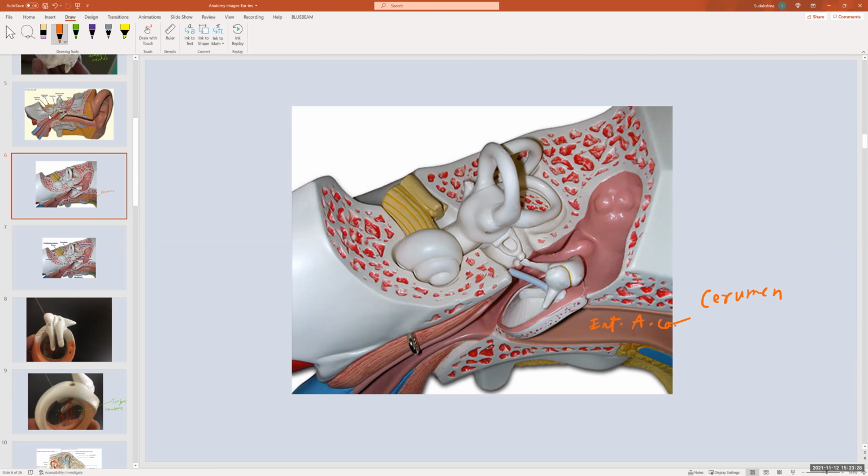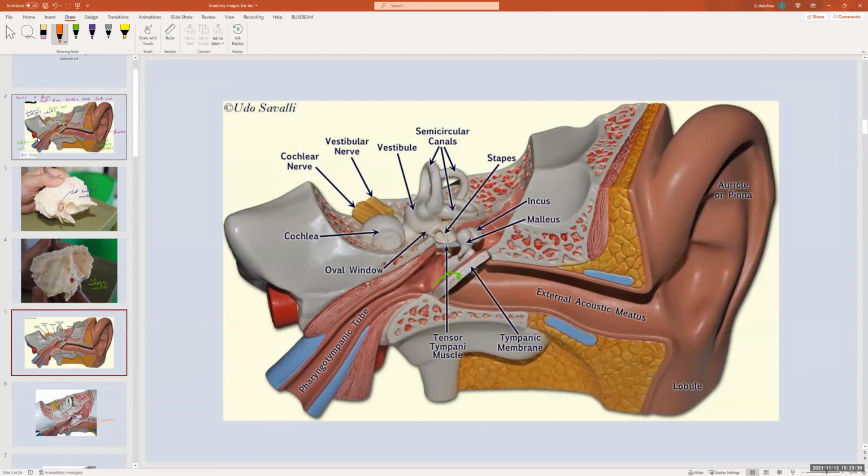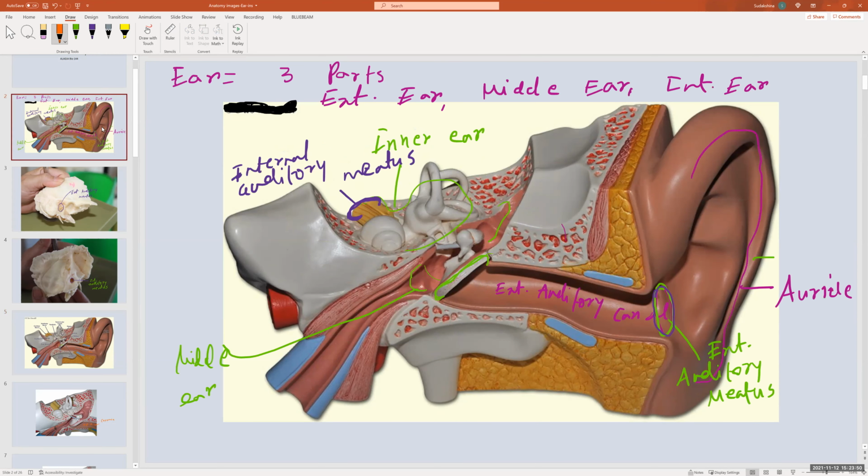So this entire external auditory canal, if you look at this here, is covered with cerumen. Like here, this is covered with that cerumen, which prevents tiny insects like little flies, bugs, ants, etc. Even if they crawl into the ear, typically they get stuck. They are prohibited from reaching this tympanic membrane.